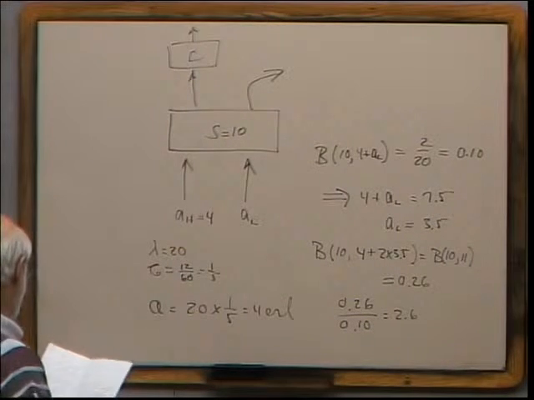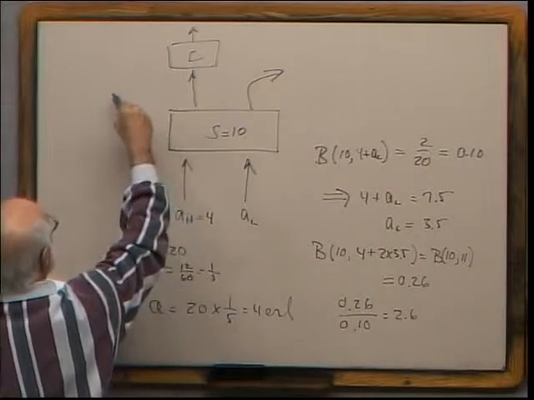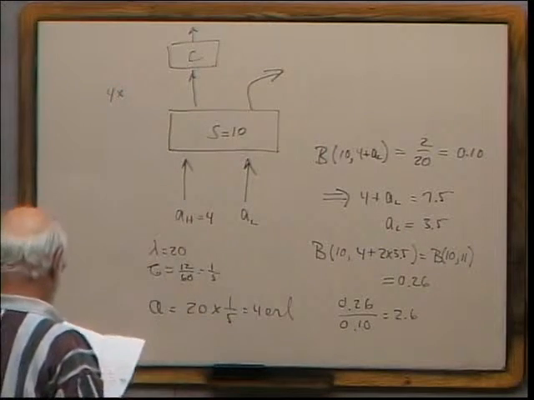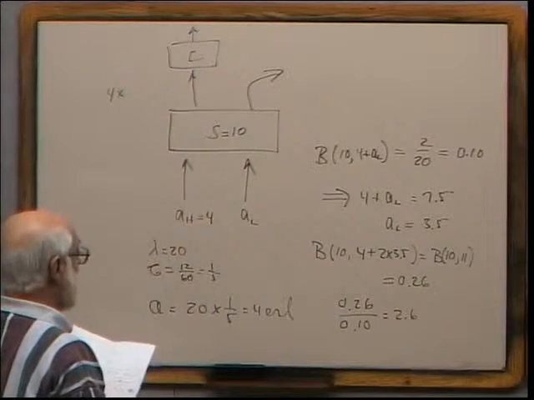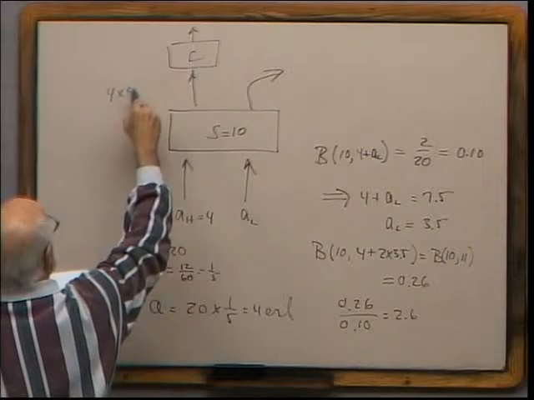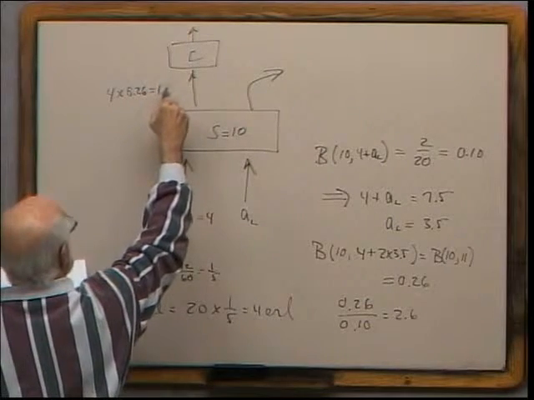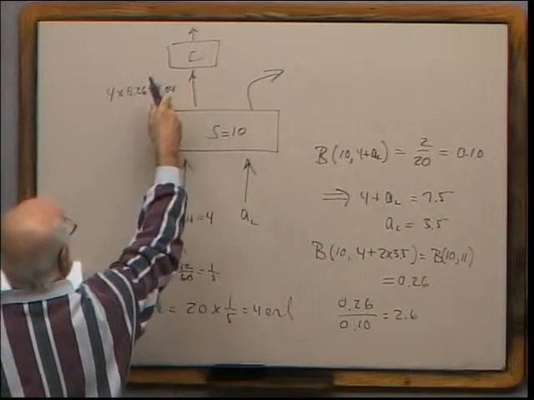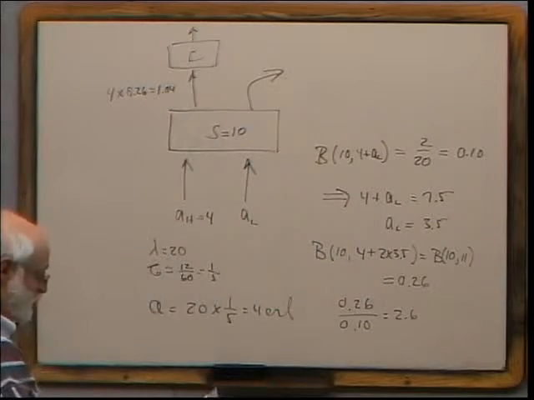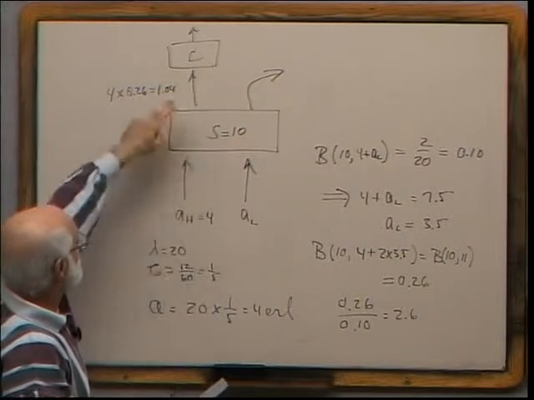So that means that the overflow rate now, here it was 4. So if I multiply 4 by 0.26, that means that the number of Erlangs, or the overflow rate here, is going to be equal to 1.04 Erlangs. So it was 4 Erlangs. Now, with the increase, it's 1.04 Erlangs here.